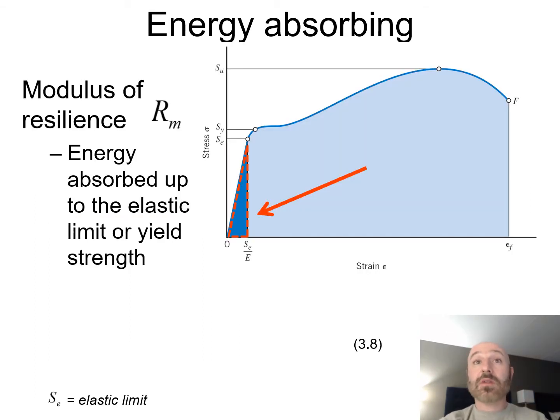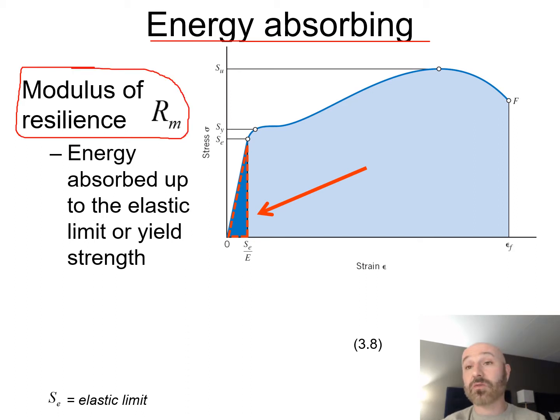So as we continue on this topic of energy absorption right here, the next thing I want to discuss here is our general equation and our relationship for our modulus of resilience, our R sub m. This is the energy absorbed up to the elastic limit or our yield strength there. So we can come over to our graph. There's our stress-strain curve over here. We see, okay, there is our yield strength right there. There's our elastic limit right there.